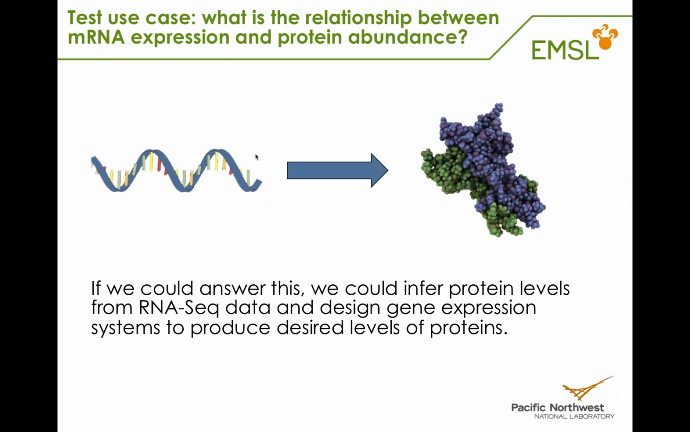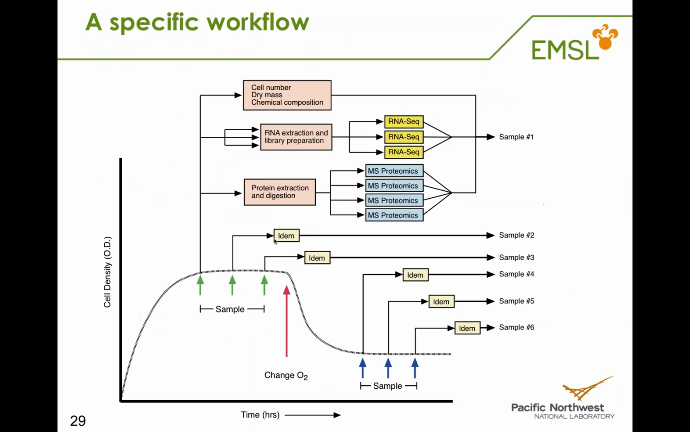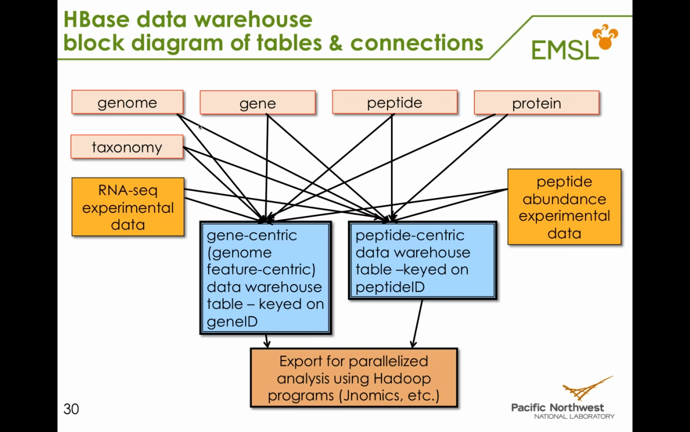So as an example of how we use this, we did the test case of what's the relationship between mRNA expression and protein abundance. We basically did an experiment in which we took cells grown in a bioreactor, in this case bacterial cells grown at a high oxygen level and low oxygen levels, and then took RNA-seq data and proteomics data. We then mapped this using an HBase data warehouse, using genome taxonomy. In essence, this exercise was done to find out what metadata we needed to collect to be able to do this data integration.